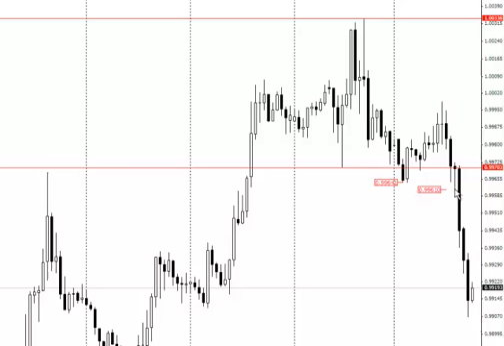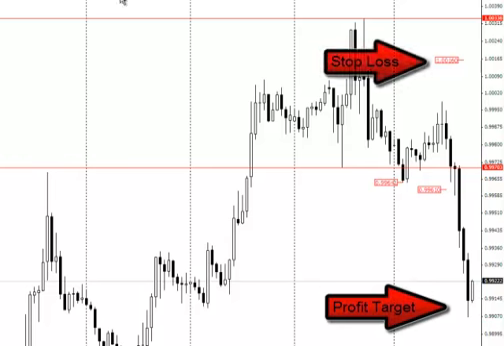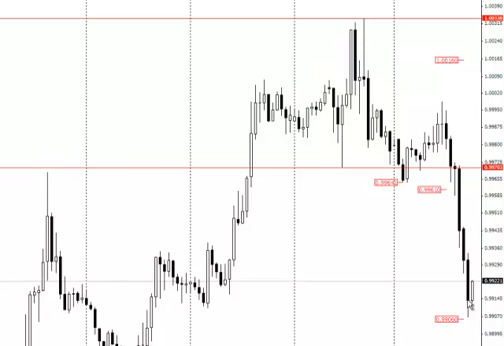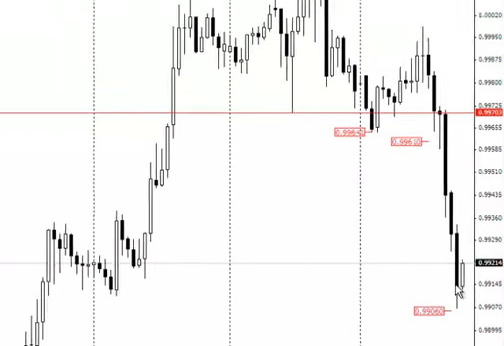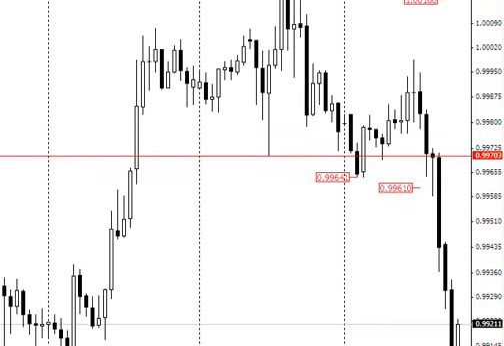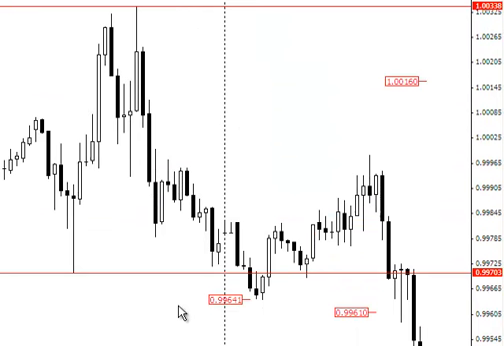Once we get our entry, now we're looking for a 55 pip target and a 55 pip stop loss. From 61, the profit target in this case would be 6. Here is 6. This spike low went as low as 6. Here's 6.